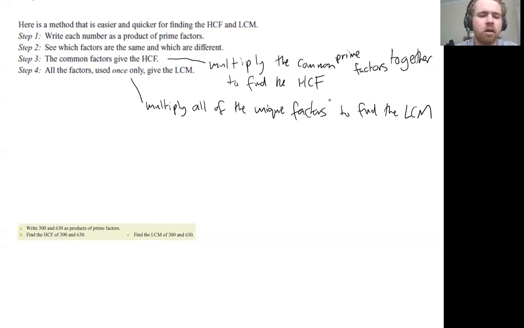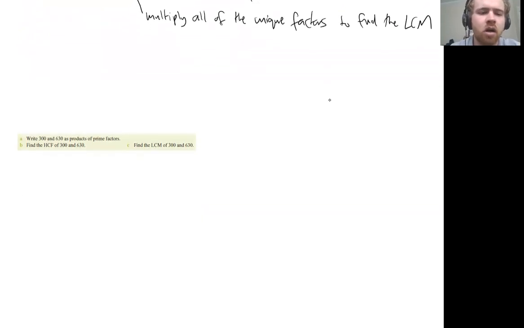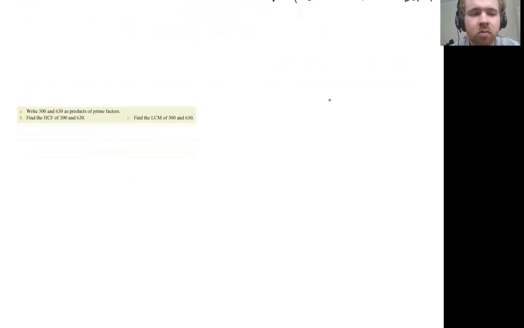Okay, so here's our example. We've got the numbers 300 and 630. We want to find what the HCF, the highest common factor of these two numbers is, and we want to find what the LCM of these two numbers is, that is the lowest common multiple. The first thing we're going to do is write them as a product of their prime factors. Okay, remember product just means multiply together. And we're going to do that by using factor trees.